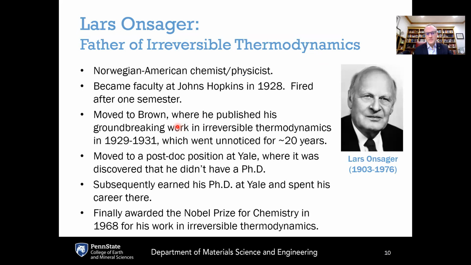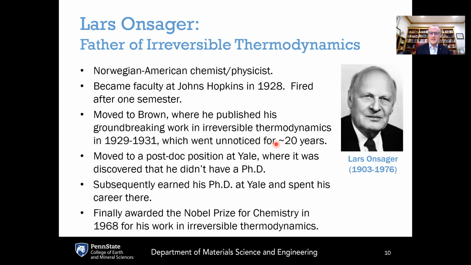He moved to Brown University in Rhode Island, where he then published his groundbreaking work on irreversible thermodynamics from 1929 to 1931, which is what we're talking about today in this lecture. Unfortunately, just like Boltzmann's pioneering work in statistical mechanics before him, Onsager's work also went unnoticed for about 20 years, probably because it was such a novel concept, but his papers were also rather impenetrable from an understanding point of view. So it was very difficult for other people to understand what he had done.